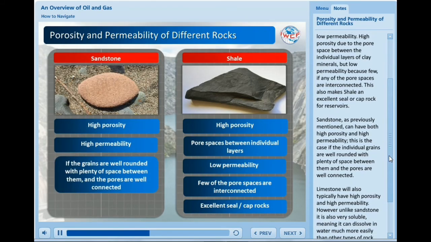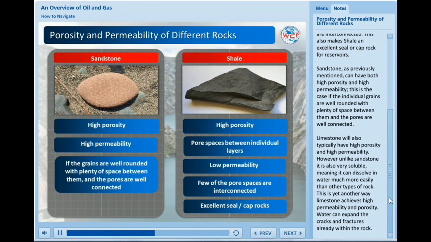Sandstone, as previously mentioned, can have both high porosity and high permeability. This is the case if the individual grains are well rounded, with plenty of space between them, and the pores are well connected.